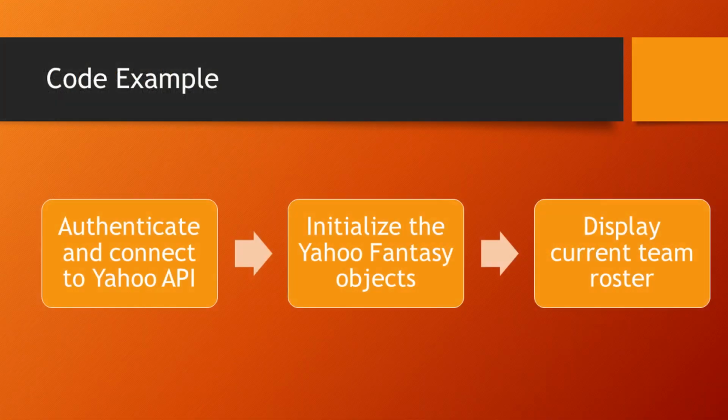For simplicity, and as the first part of the video series, I'll be showing in this example how to connect to the Yahoo API and then grab your team roster. However, in my next videos, I'll be showing other cool stuff like getting player stats, adding and dropping players, and also how to automate it.